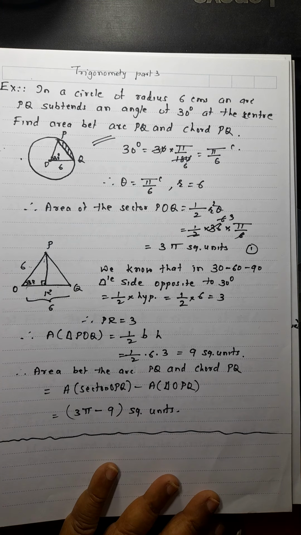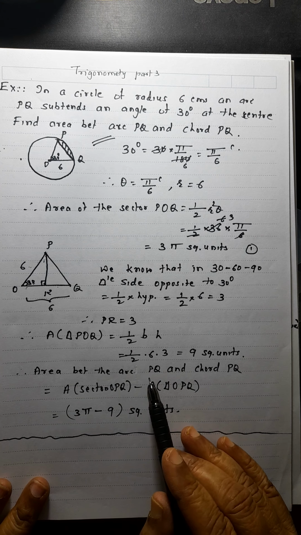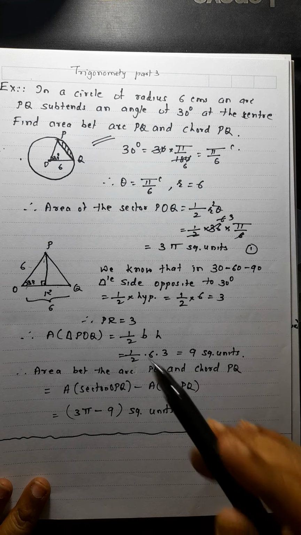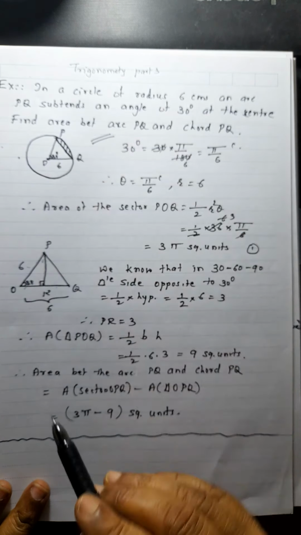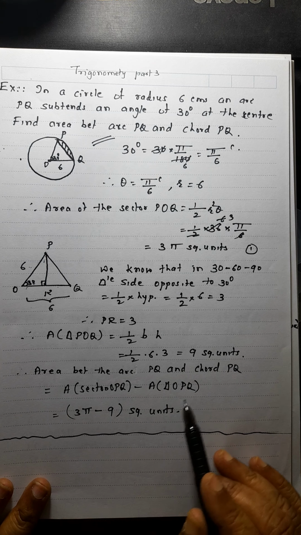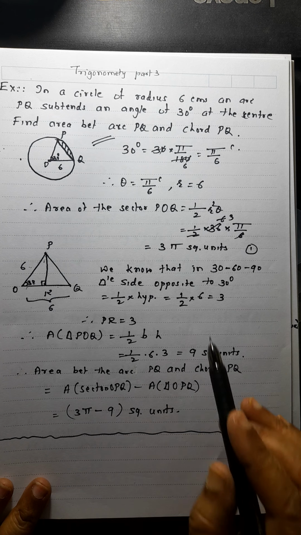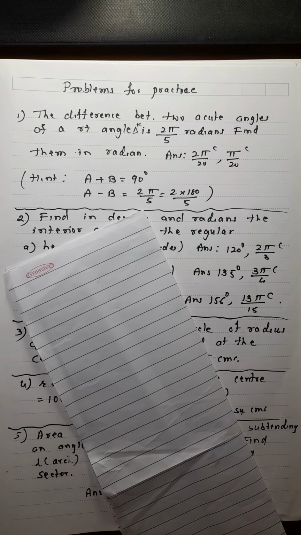So the required area, the area between arc PQ and chord PQ, is the area of the sector minus the area of the triangle. That is, area of sector OPQ minus area of triangle OPQ. So the area is 3 pi minus 9 square units.